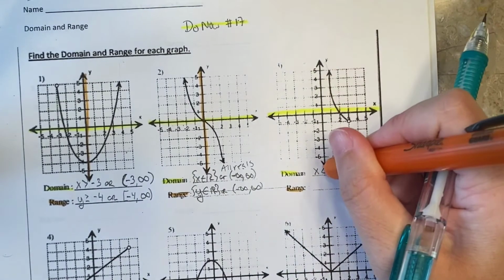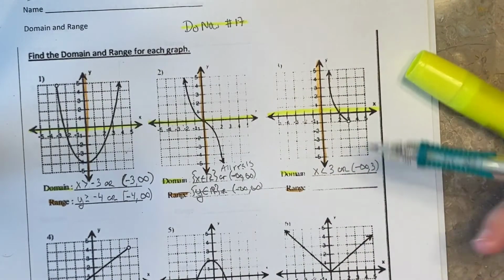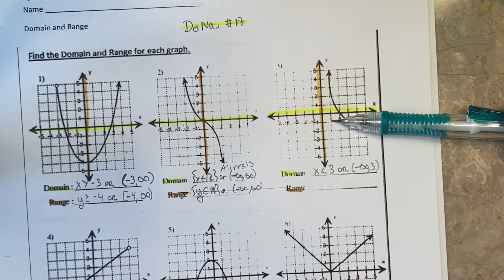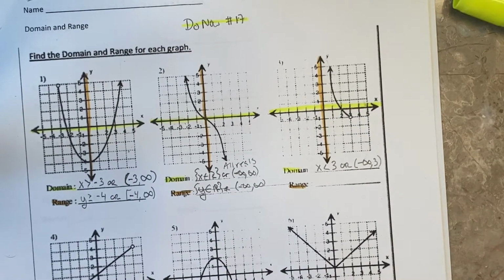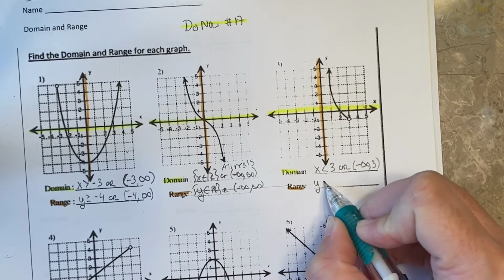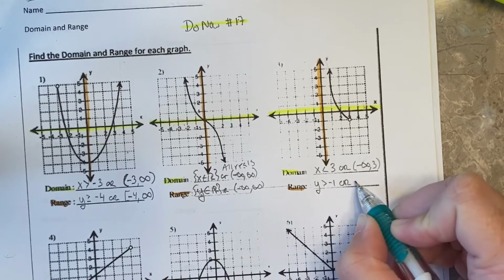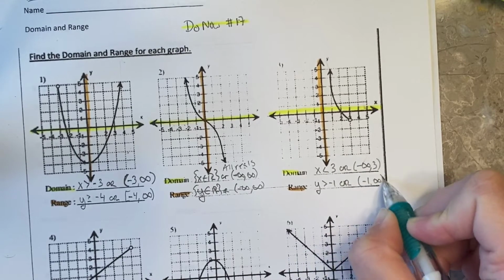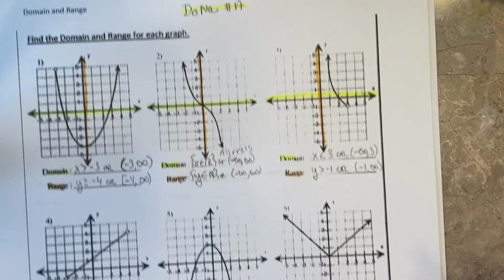Okay, the range is down to up. So we start, the first number we get to is -1. Open circle, so it means not including, and we go up to infinity. So we have y is greater than -1, or -1 to infinity. All right, first 3 done.